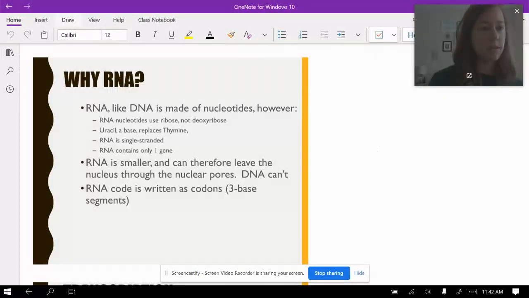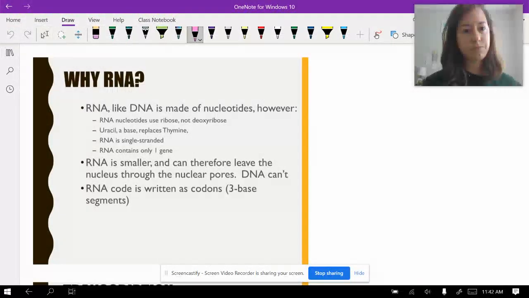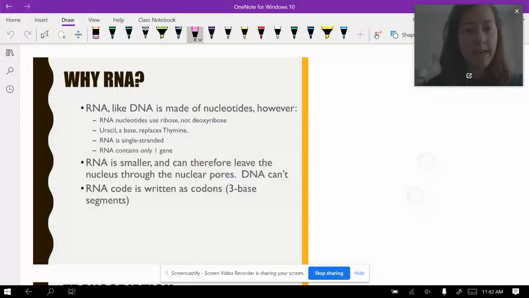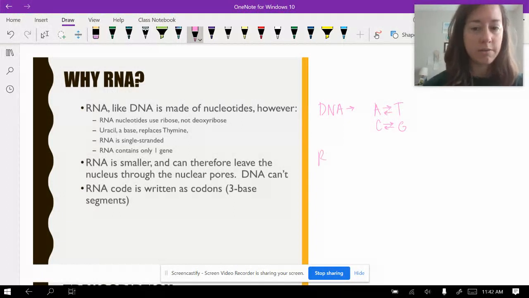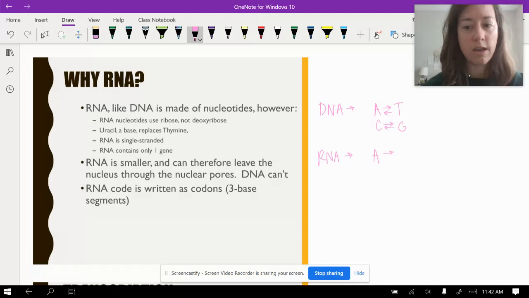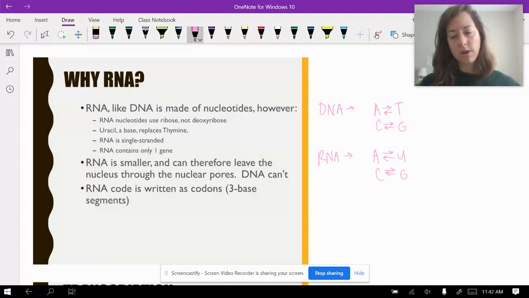So if I'm going to write about that, in DNA, A pairs with T, and that also goes the other way, and C pairs with G. In RNA, the bases that are complementary are A and U, and still C and G. So that's one major difference.